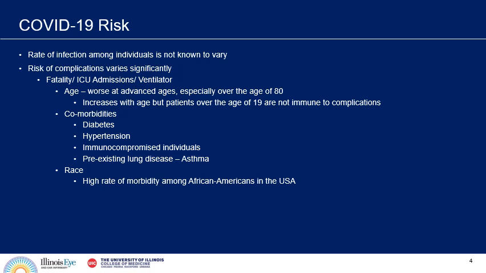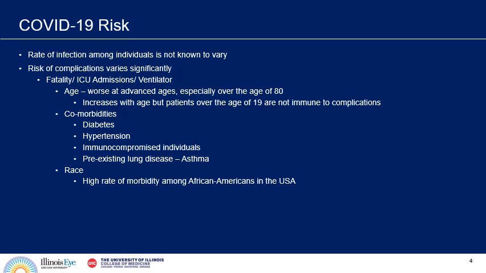those patients who have fatalities or ICU admissions or ventilator use significantly correlated with age, especially in those patients who are older, over the age of 80, but even in patients who are 60 and 70, it appears to be a significant increase as you get older in terms of the complications of the disease.